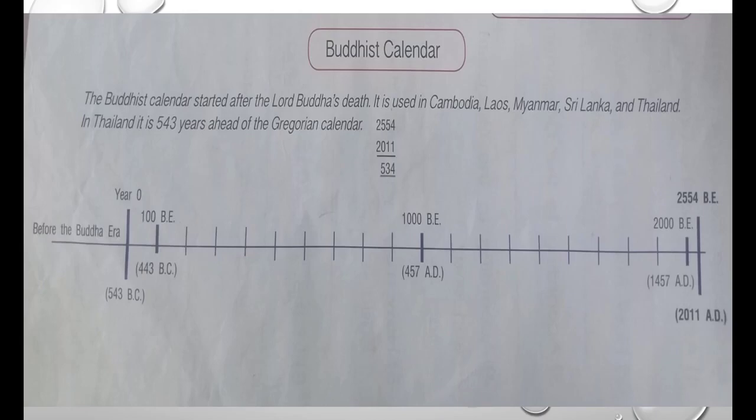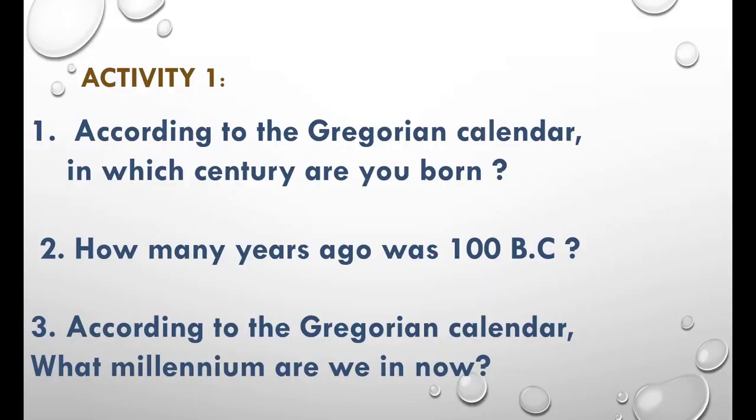And now we are in 1457 AD in the Gregorian calendar, and the Buddhist calendar has 2000 BE. And lastly, in the third millennium, which is 2011 or the 21st century in the Gregorian calendar, the Buddhist calendar has 2554 BE. I hope you understand our topic.